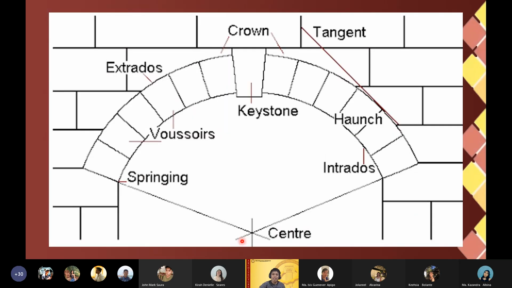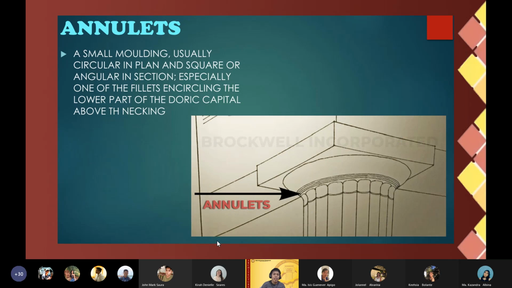So this one, I think I already discussed it last meeting. Parts of an arch, which I think we are very familiar with. Annulets, a small molding, usually circular in plan, and square or angular in section, especially one of the fillets encircling the lower part of the Doric capital above the necking. So, this is it, annulets. With an arrow.